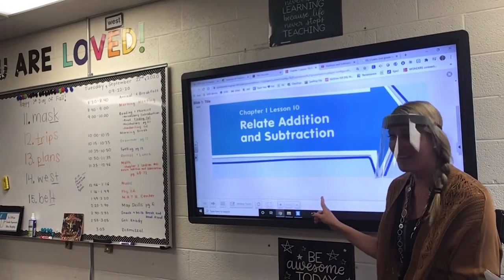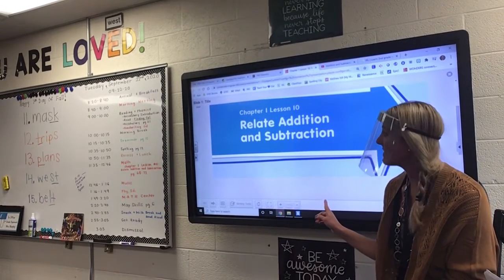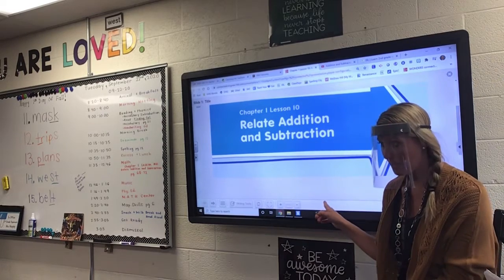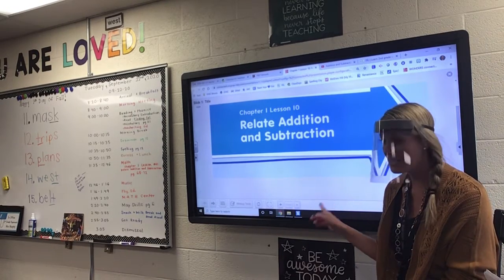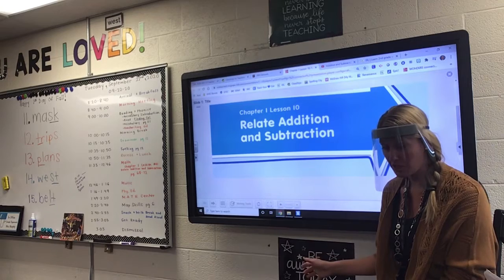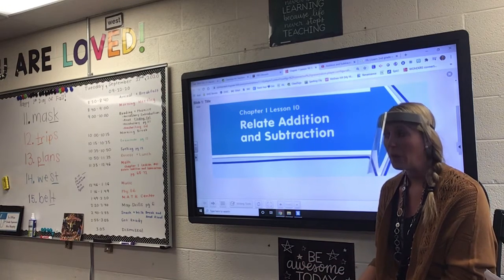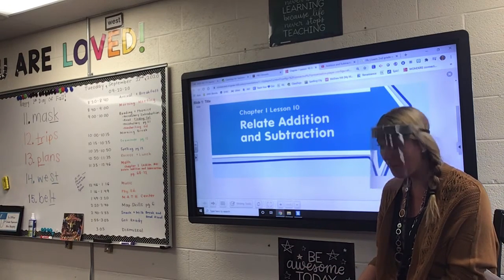Right, today is a really cool lesson because lesson number 10 is on how addition and subtraction are related. So we will be calling these a fact family.